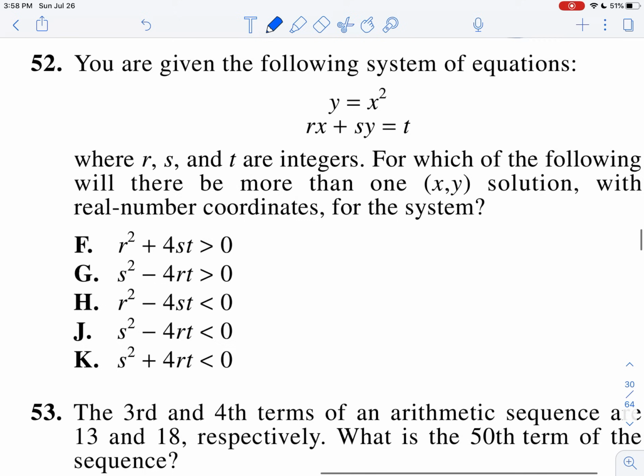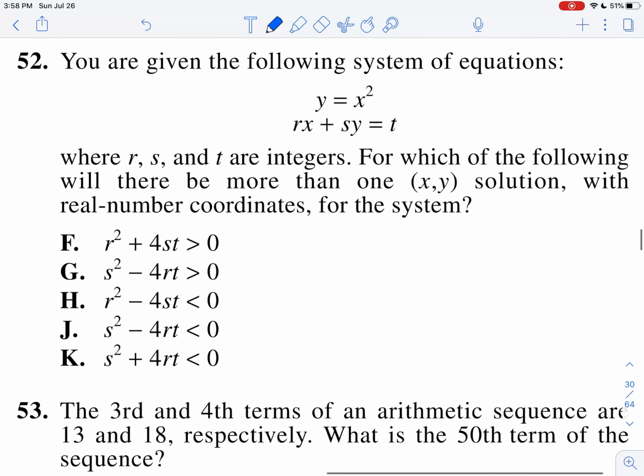You're given the following system. R, S, and T are integers. For which of the following will there be more than one solution with real number coordinates? All right, let's just do what we can. I don't really know what this is asking for, the first time I saw it, so I'm just going to try plugging the y into here, because we have a system, so we can just try doing that. Let's do that here.